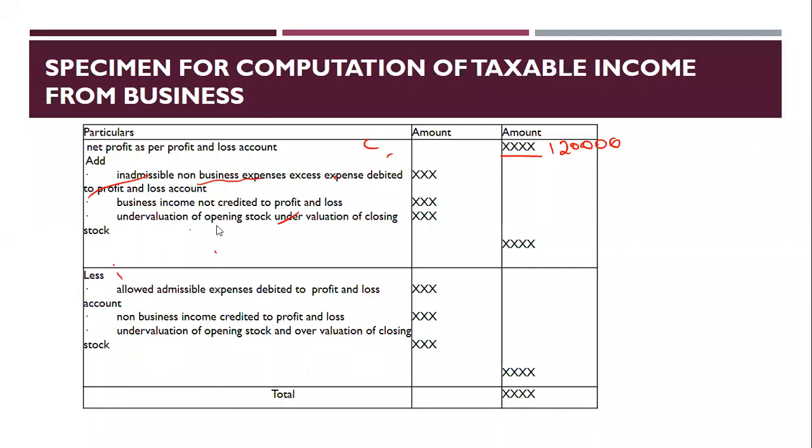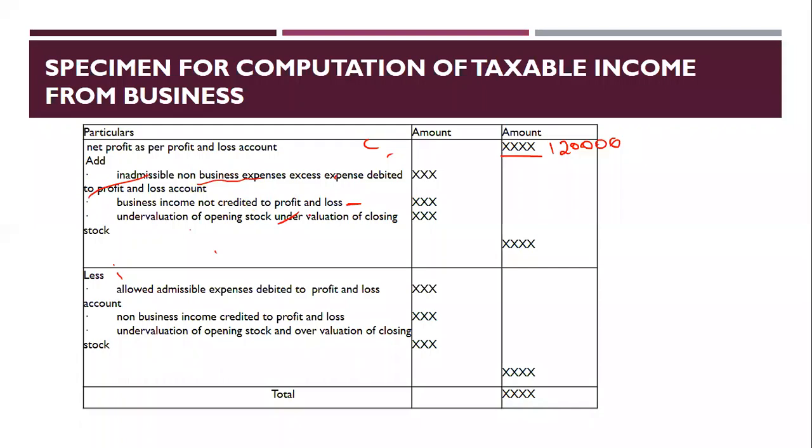Okay. Next is business income not credited to the profit and loss account. Why are we adding this back? Because it's business income, but you have not shown it in your profit and loss account. By adding this, it will help us increase our profit, right? Yes or no? That's the reason we are adding it here.